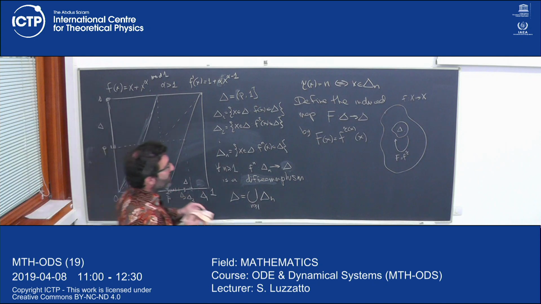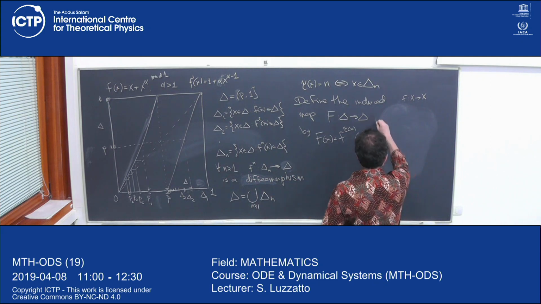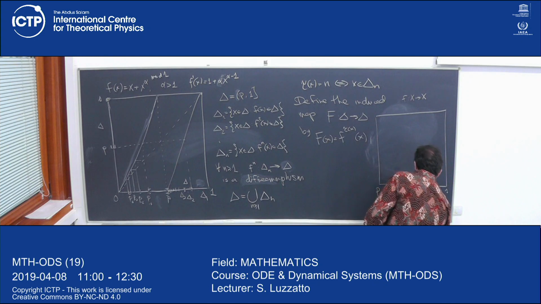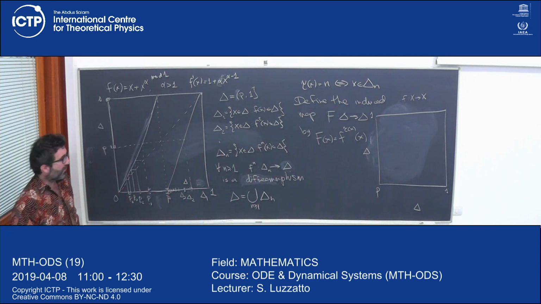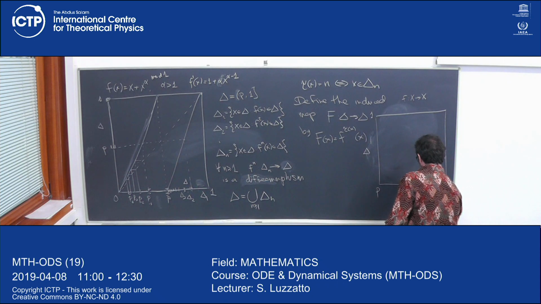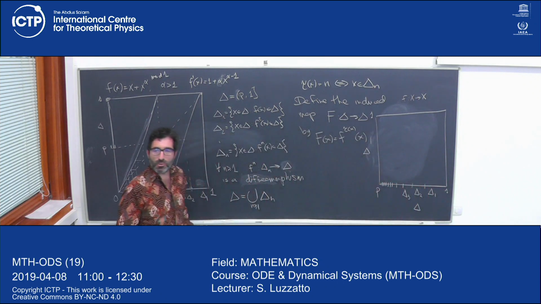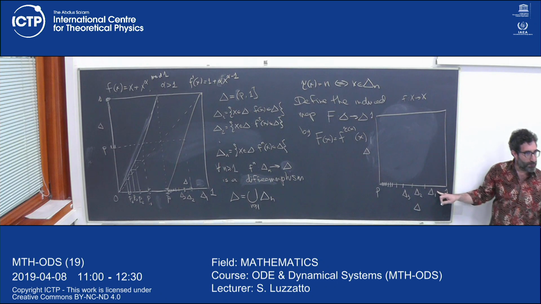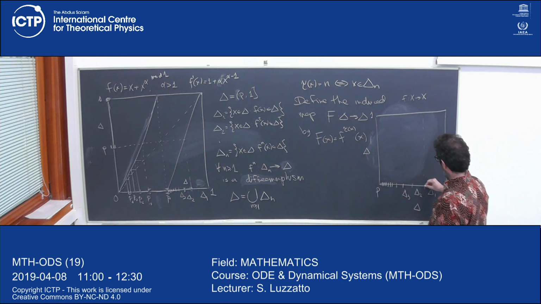So what does this map look like, right? So we now have delta, this is delta to delta. What does this map look like? Well, we have this partition, delta 1, delta 2, delta 3, and so on. This is a countable partition that accumulates here, okay? And we want to describe the map F. So what is the image of delta 1? The image of delta 1 is everything, right? So it goes like this.